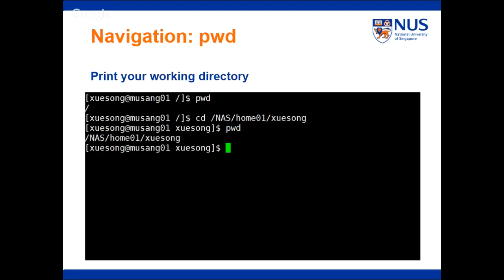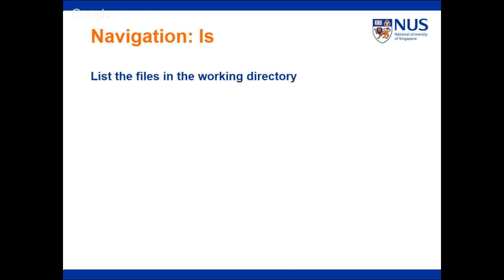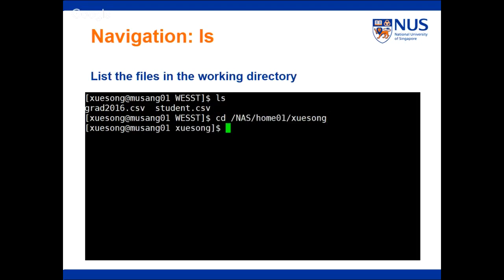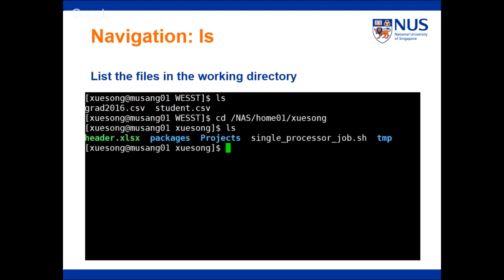Okay. So you might have already seen how I use this ls command. It's basically for listing the files in your directory. For example, it's in the WESST project folder. It has 2 files here. And I changed directory to my home directory. It has such files.